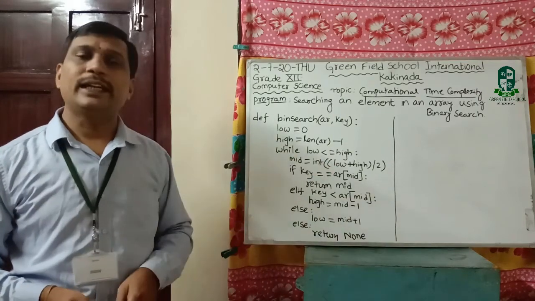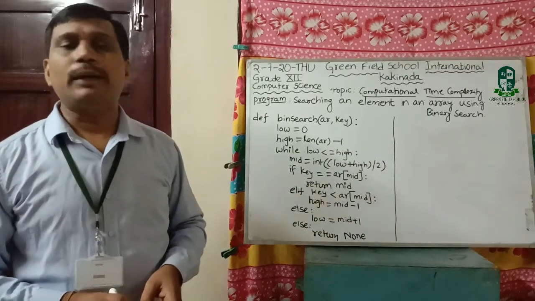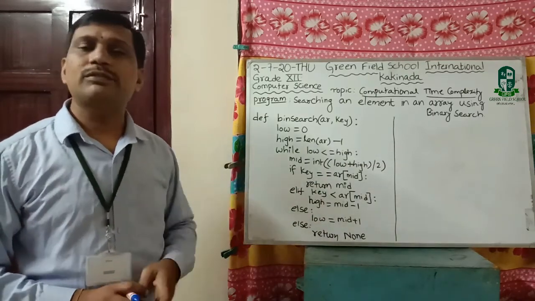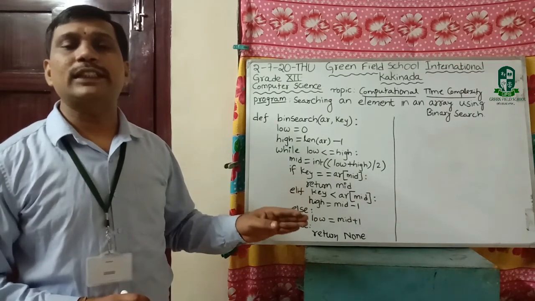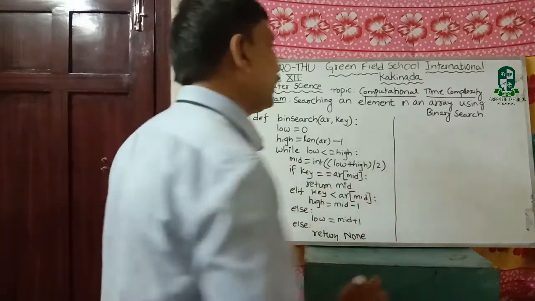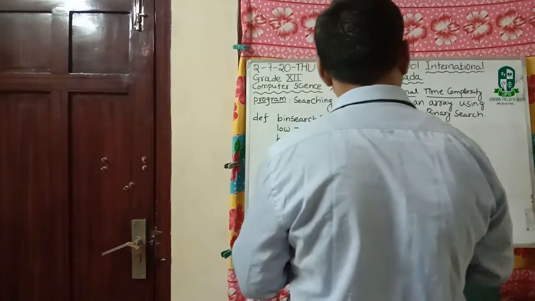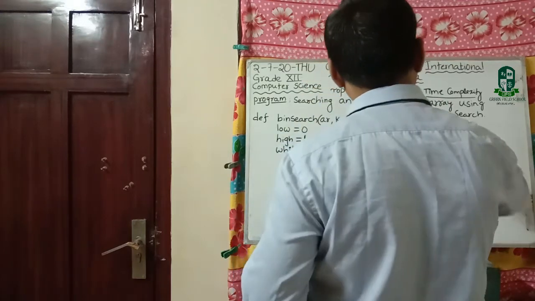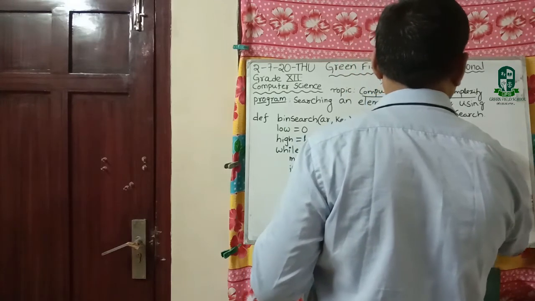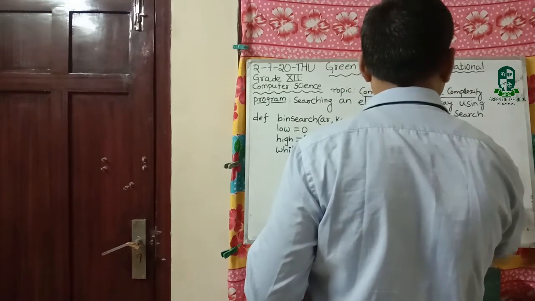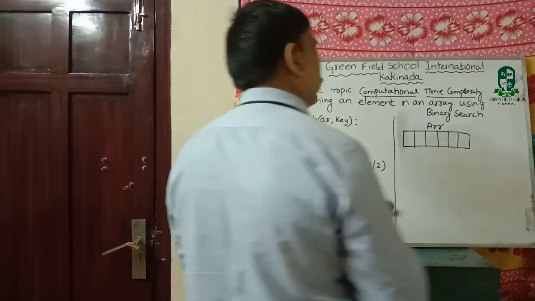Already we discussed that. Next, I am taking one list of numbers, and a key search element, and we search whether that key search element is present or not. So I am taking here one list, or one array. One, two, three, four, five. Here, 5 elements I am taking.